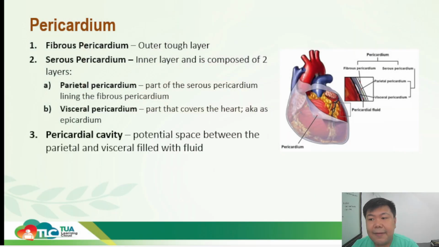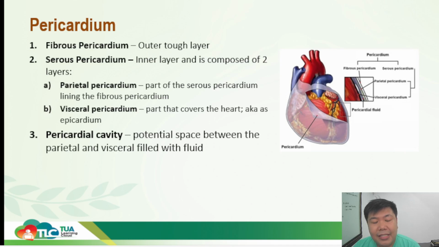So lastly, we have a space in the middle of the parietal and the visceral pericardium. And we call that potential space the pericardial cavity. So it is within the pericardial cavity that the pericardial fluid is found. Okay? So it is between the parietal and visceral pericardium.